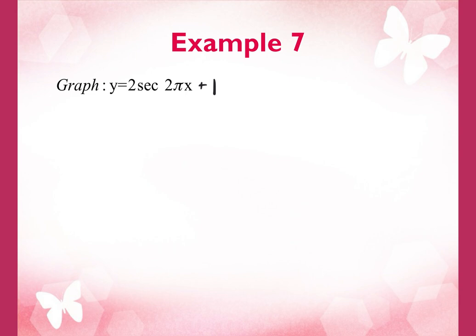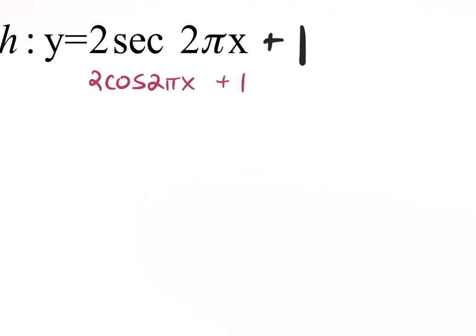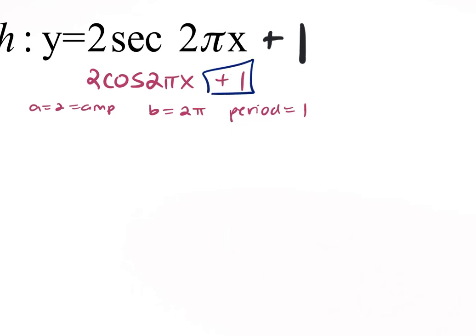All right, this says 2 secant 2 pi x plus 1. What are we graphing initially? Cosine. So we're going to do 2 cosine 2 pi x plus 1. What's your A? 2, which is your amplitude. What's B? 2 pi, which means the period is 2 pi over 2 pi, or 1. And this time there is a vertical shift up 1.